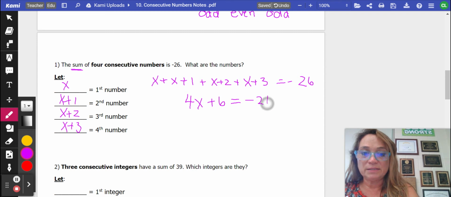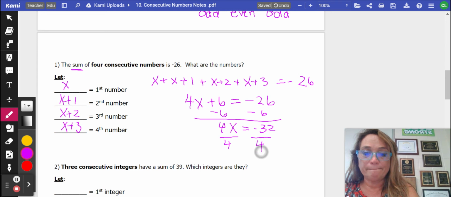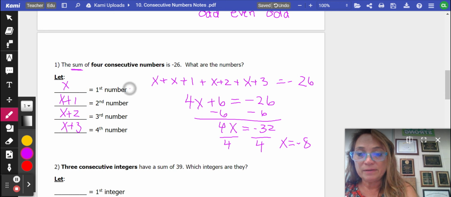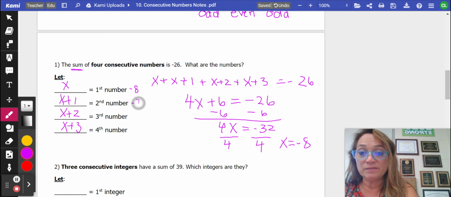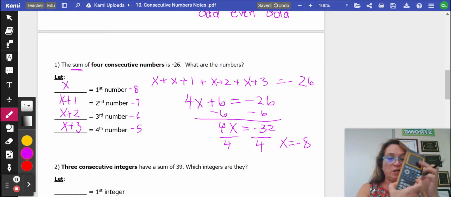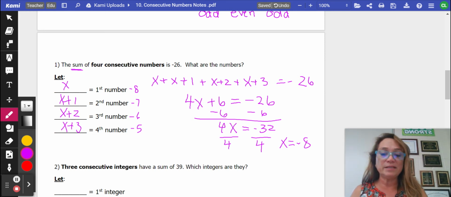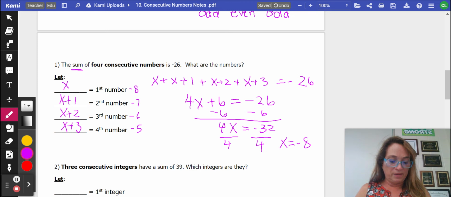And that would give you negative 26. Subtract 6 from each side. You get 4x equals negative 32. Divide by 4, and you get x equals negative 8. So my first number is negative 8. My second number is 1 more than negative 8, negative 7, negative 6, and then negative 5. And then double check it on your calculator. Just add them together. Negative 8 plus negative 7 plus negative 6 plus negative 5. Yep, I'm right.